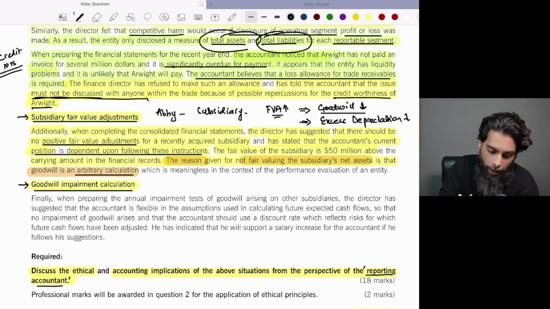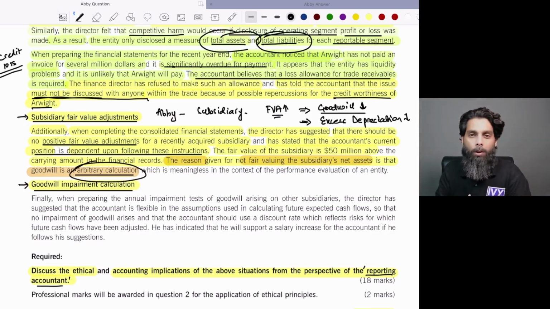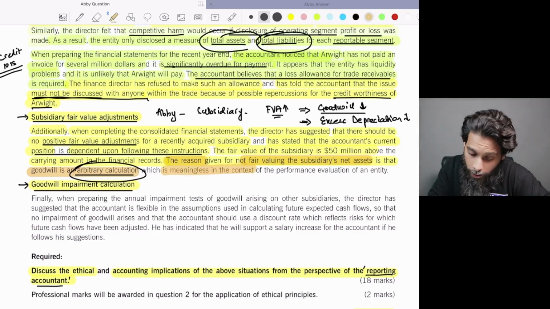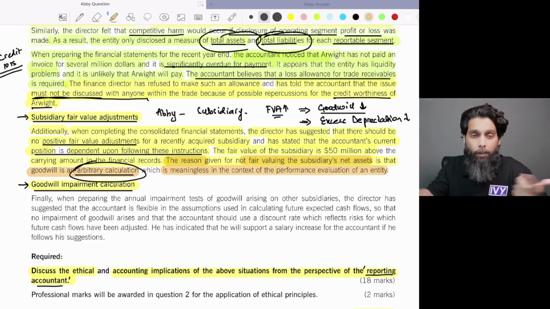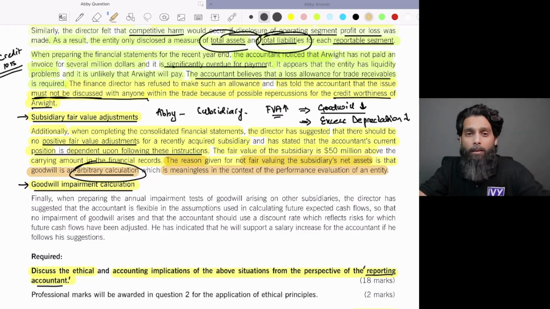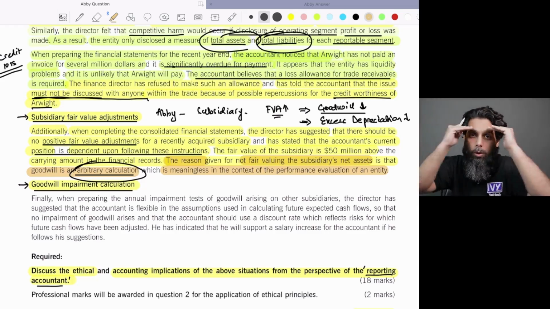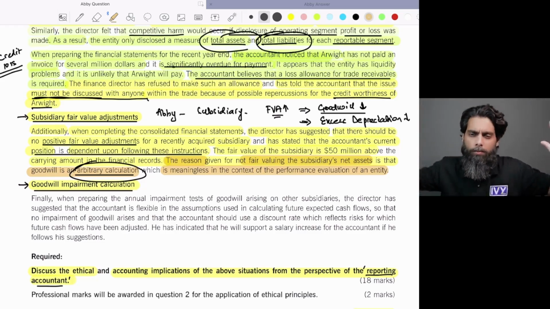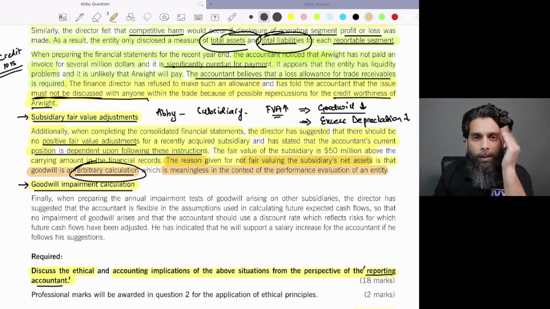Why are you saying that proper fair value adjustment should be done? It's an arbitrary calculation. And he's saying it is meaningless in the context of performance evaluation of an entity. You see, goodwill has nothing to do with performance evaluation. Salute to this finance director. Salute. You call him and you say, are you in your senses?